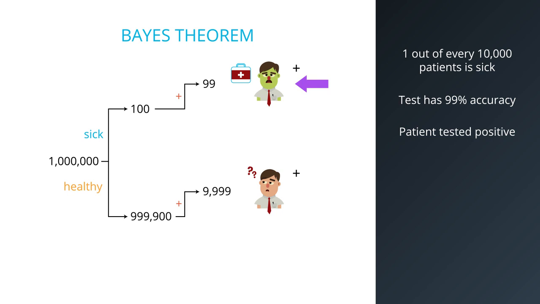As a matter of fact, the probability that we are in the small group is 99 divided by the sum 99 plus 9,999. Which is, you guessed it, 0.0098, which is smaller than 1%. This is the probability of being sick if you are diagnosed as positive.